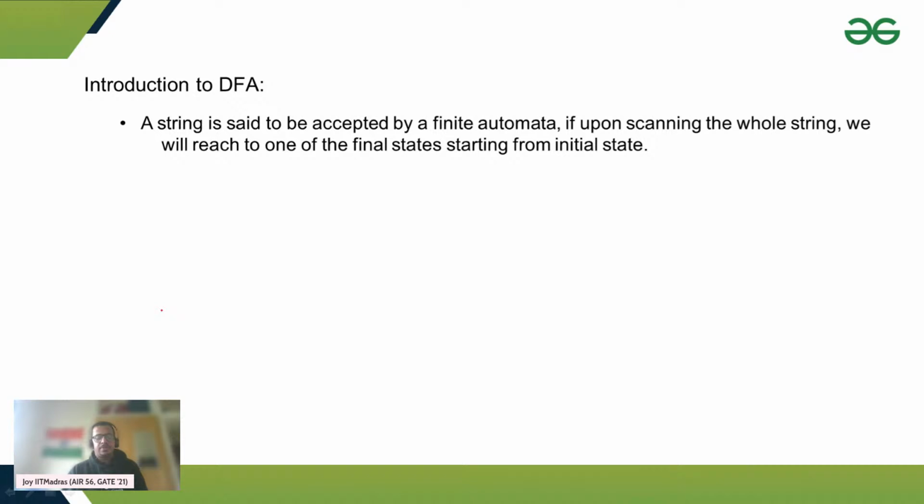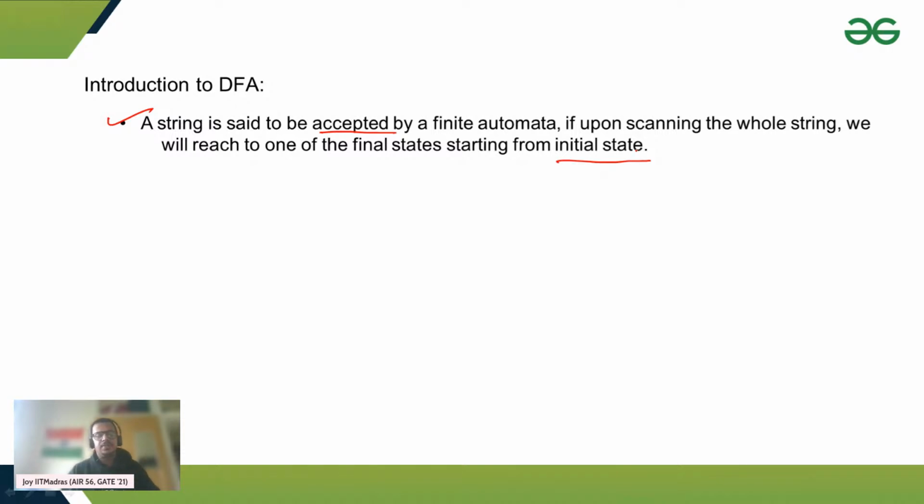With certain basic things of DFA. I was telling that a string is said to be accepted by a finite automata if, by scanning the whole string, we reach one of the final states starting from the initial state. We discussed this, right? Given a string, we start from our initial state, and by scanning the whole string, if we can reach the final state, then we say that string is accepted.